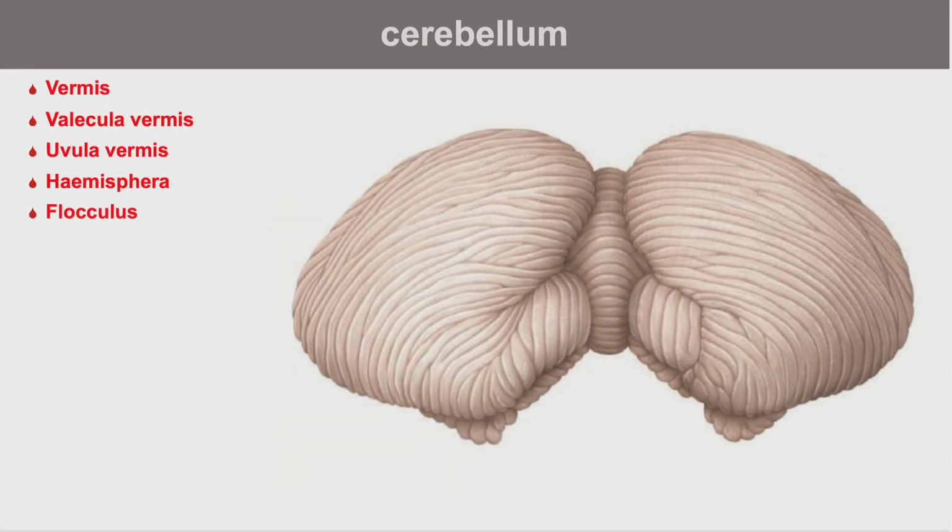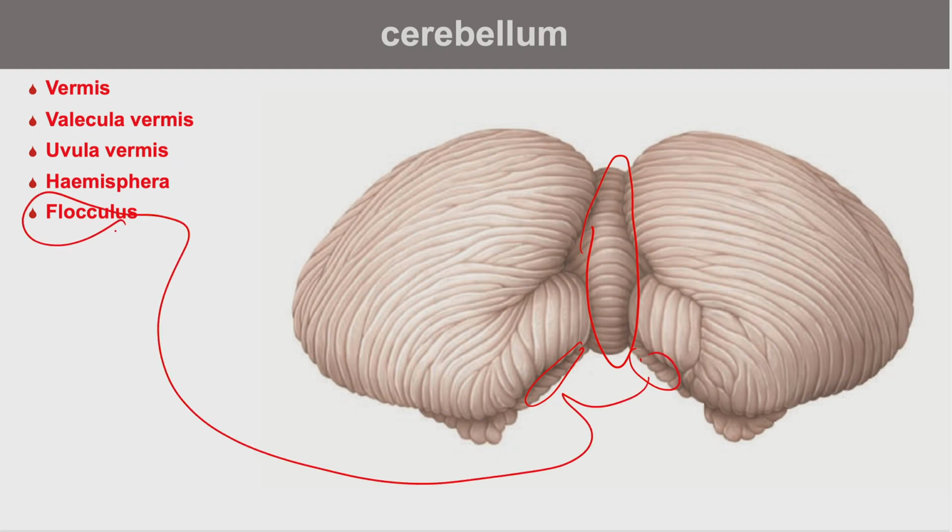Here, when we look from top to down, it's like a butterfly. This is a worm, the vermis, and the wing, the hemisphere. And here, a small primitive thing which is called the flocculus, an archaic part of the cerebellum. And here you can see folia cerebelli, small gyri and small sulci.